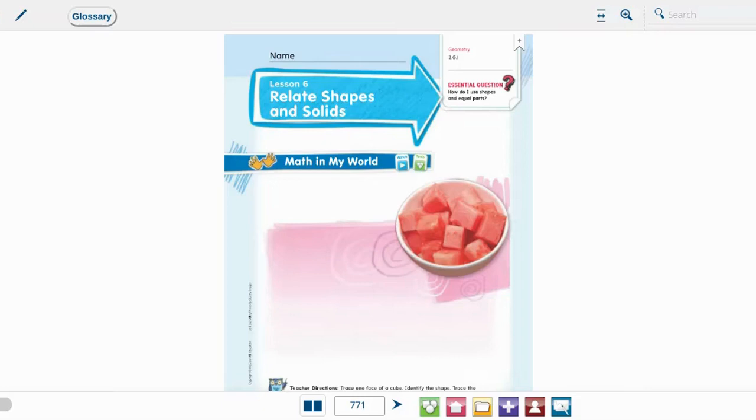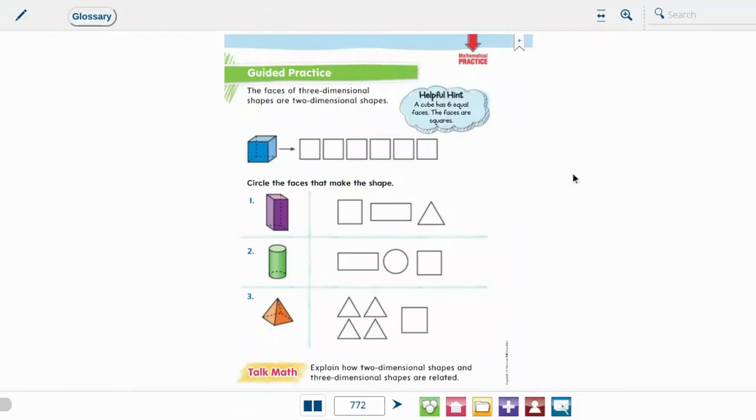So today we're going to be talking about three-dimensional shapes and how they can connect with the different two-dimensional shapes that we've already talked about. So 3D and 2D coming together to help us out. So we're going to go ahead and jump into our guided practice today.